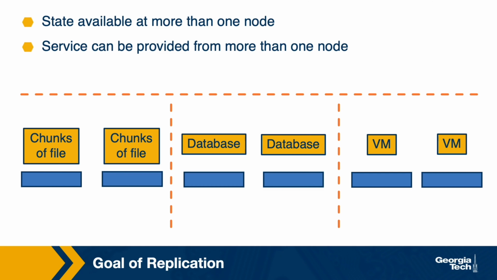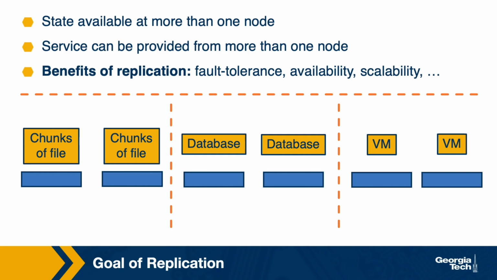For instance, different nodes can serve the same file or file chunk. They can execute the same database queries, or they can execute the same application deployed in different virtual machines if those virtual machines are replicated. There are multiple reasons why replication is useful. One is fault tolerance. This allows us to ensure that even when there is a permanent or a transient failure somewhere in the system, the same service can continue to be delivered.